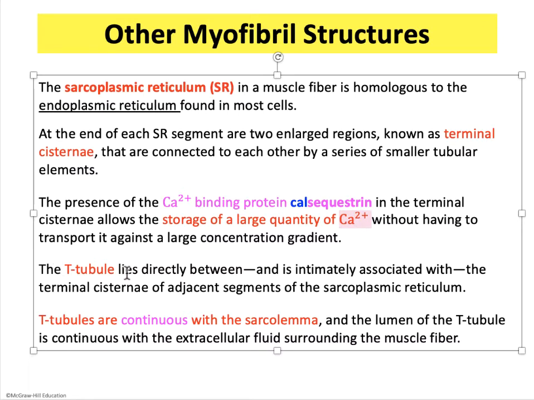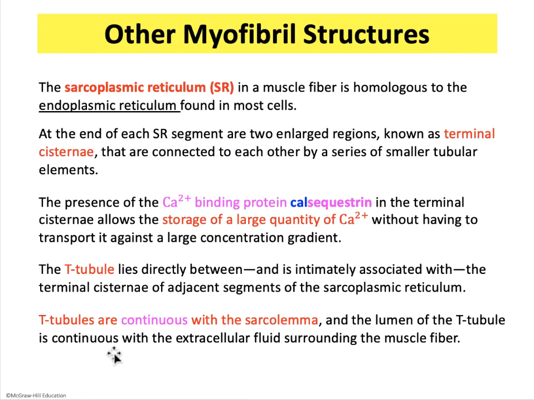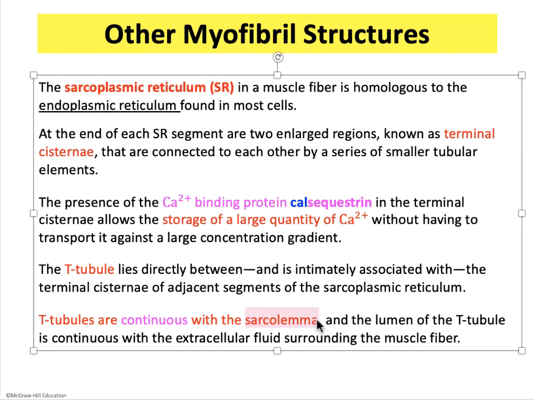The T-tubules lie directly between and in close association with the terminal cisternae, as we saw in the previous figure. And finally, the T-tubules are continuous with the cell membrane, the plasma membrane, also known as the sarcolemma. And this arrangement is key in dictating the rate, the speed at which the chemistry can activate these cells.